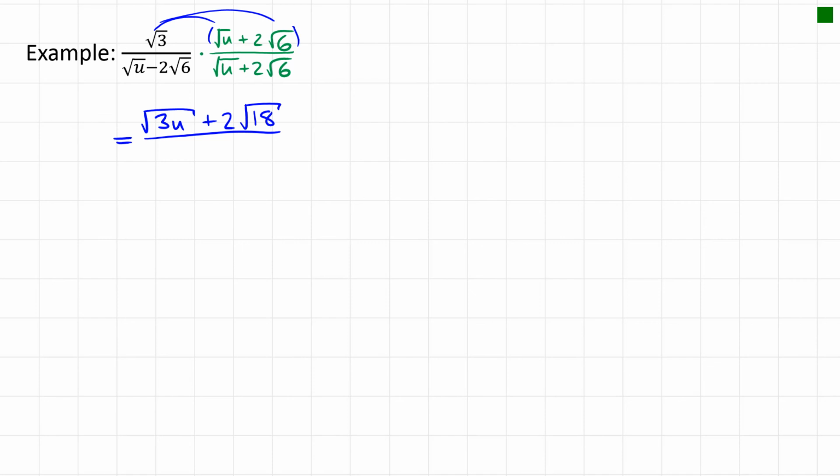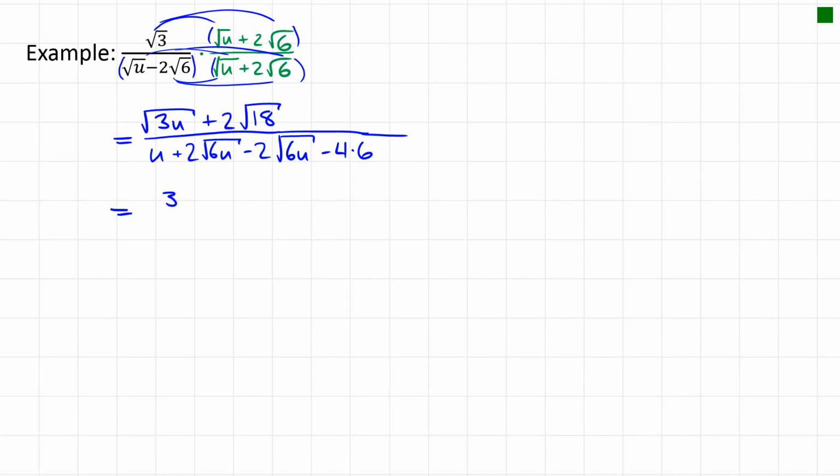And then on the bottom, just go through the FOILing process. So root u times root u is u. And then last, root u times 2 root 6 is 2 root 6u. Inside terms, minus 2 root 6u. And last terms would be minus 4. That's negative 2 times positive 2, and root 6 times root 6 is just 6.